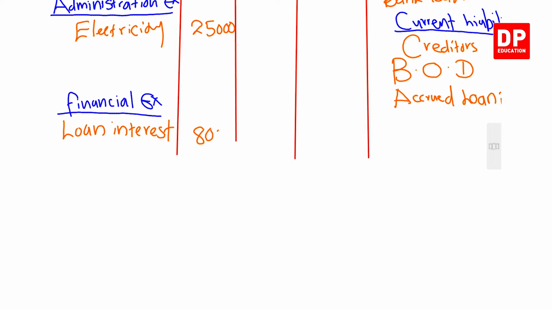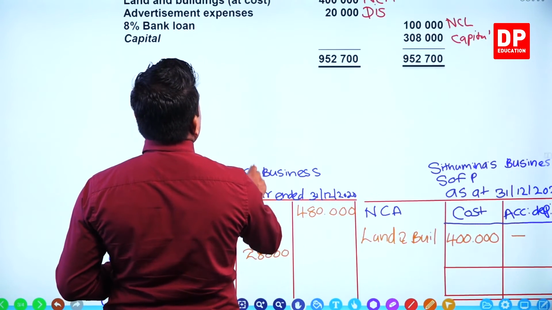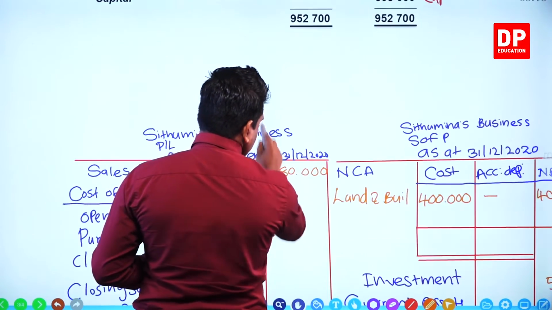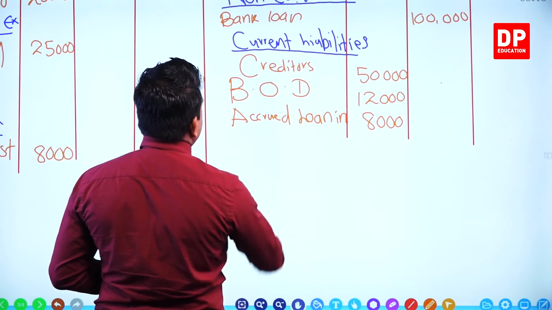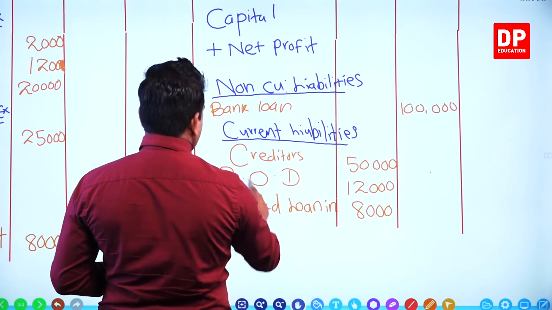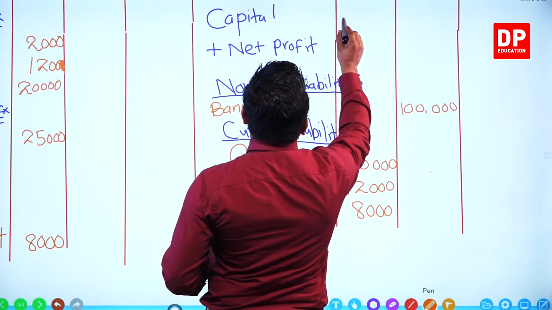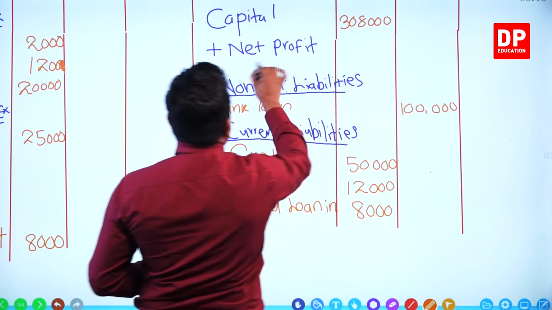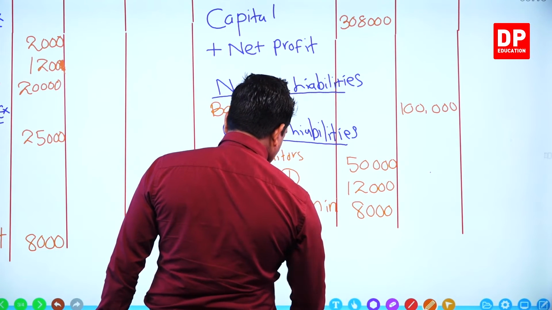$8,000. That's finished. Then finally we have capital. Capital is given in the question. How much capital? 308,000. It's the capital. Then you can get the total, 308,000. Then you can find the capital from the profit and loss statement, then bring it here and we can finish the question, right?